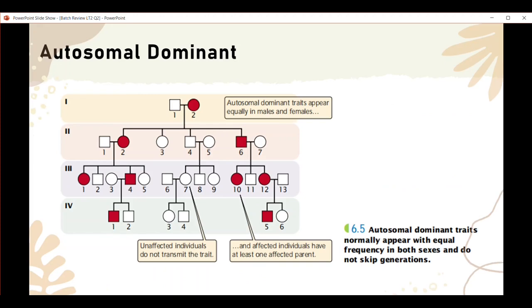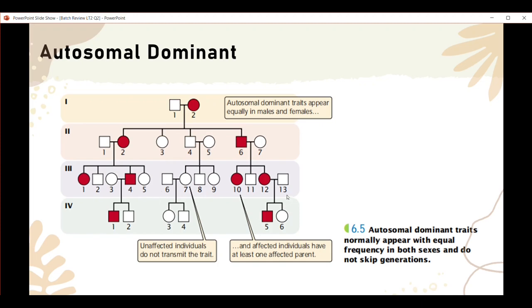Then let's start off with autosomal dominant. What are the major characteristics of this mode of inheritance? First of all, autosomal dominant traits appear equally in males and females. 1, 2, 3, 4, 5 females. 1, 2, 3, 4 males. So more or less it's proportional, more or less a 50-50. So almost equally appearing in males and females. And then unaffected individuals definitely do not transmit the trait.